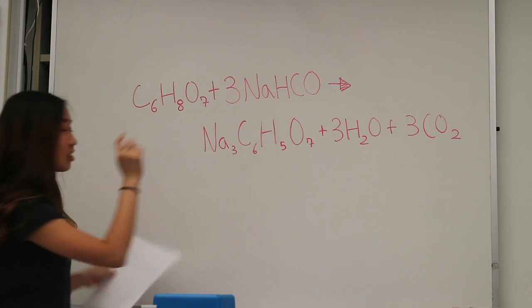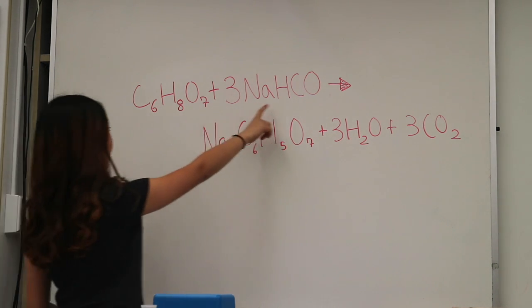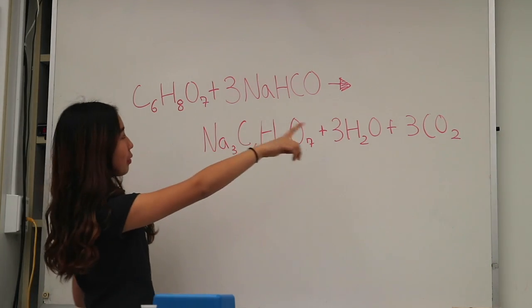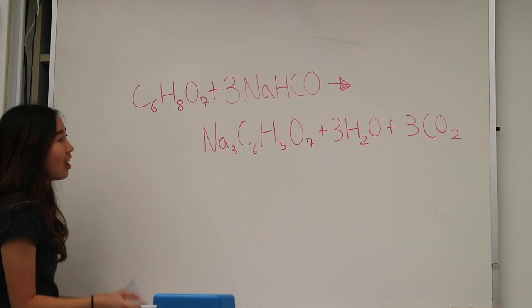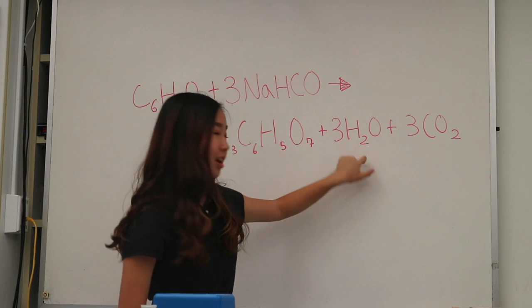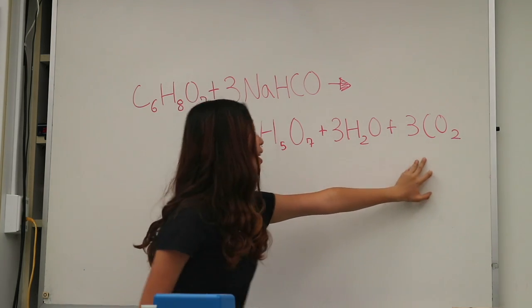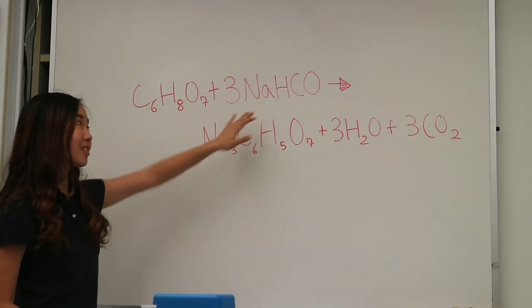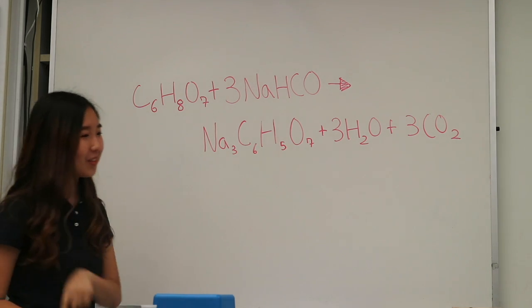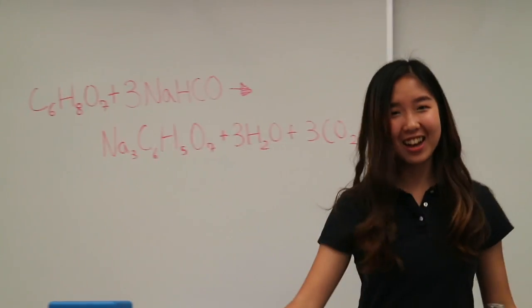C6H8O7 is the citric acid, and then 3NaHCO3 is the baking soda. Well, it's just NaHCO3, but then I had to balance it so there's a 3 right there. And then it will create water, and as I said before, carbon dioxide, and salt, because this is sodium bicarbonate, so it's going to break apart and it's going to create salt. So we're going to jump right into the reaction.